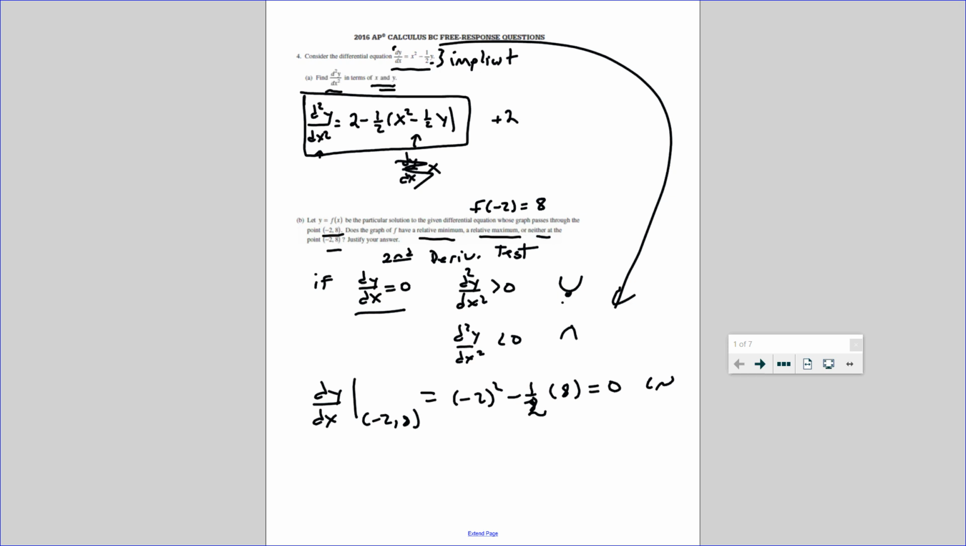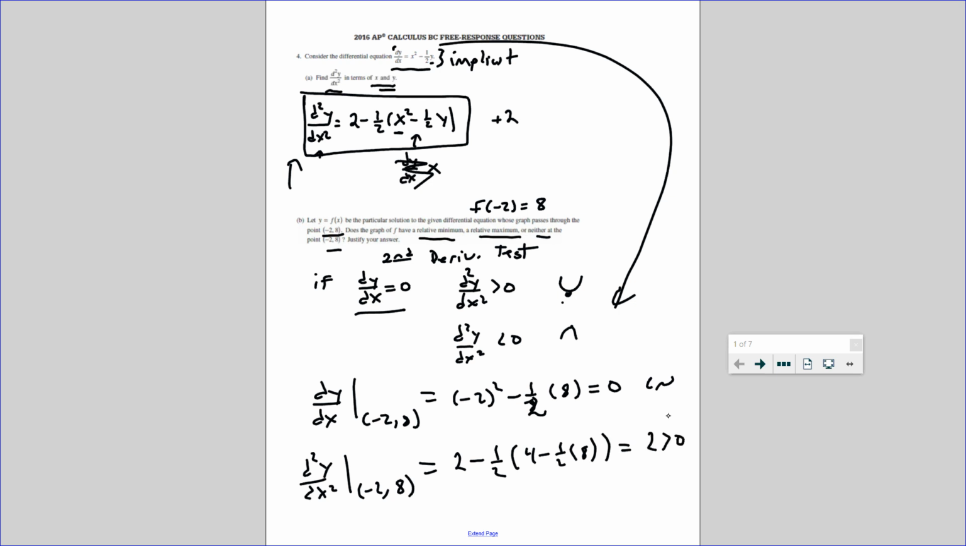In the second part, take a look now at the second derivative at the point (-2, 8). Now we're going to plug it into our second derivative, which is what we got for part A. So we're going to have 2 minus 1/2. There are 2 ways we can do this. I could just plug it in, which is obviously going to be easy. We have x squared, so that's going to be 4 minus 1/2 y, which is 8. And if we simplify that, we do get 2, which is greater than 0.